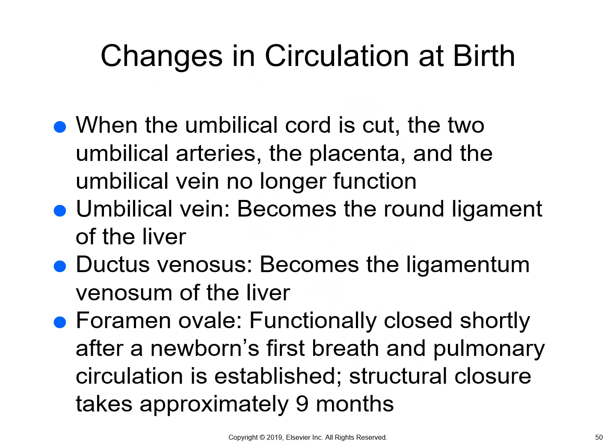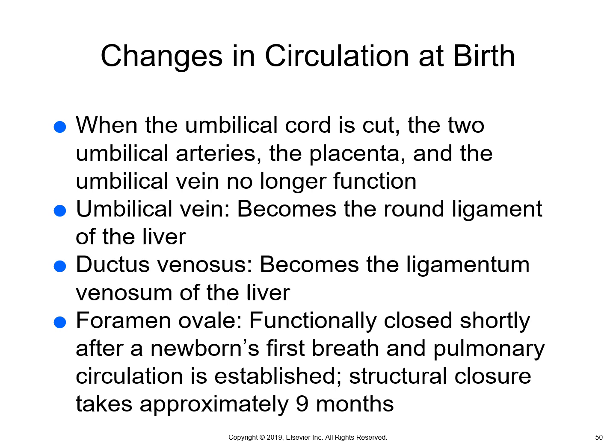Now we're looking at changes in circulation after birth. Before birth, we found out that the placenta and the umbilical vessels play the role of supplying oxygen and nutrients to the fetus. At birth, the baby is going to take their first breath. That first breath is going to cause a major circulatory adjustment as the lungs are now functional.